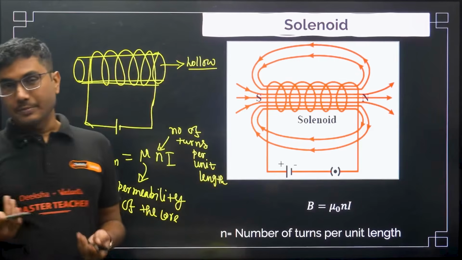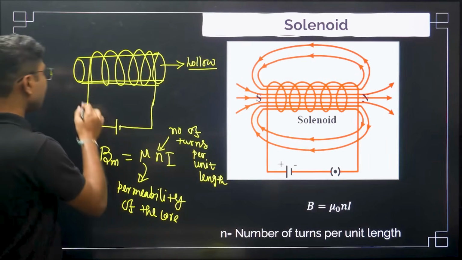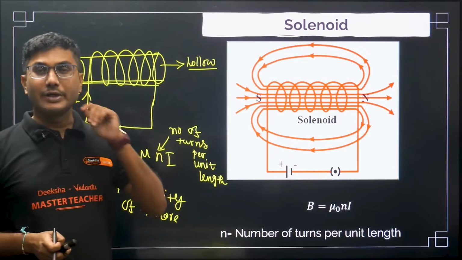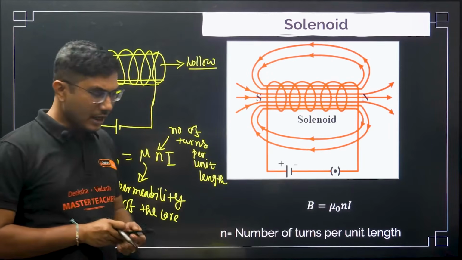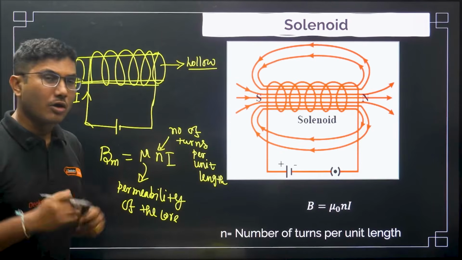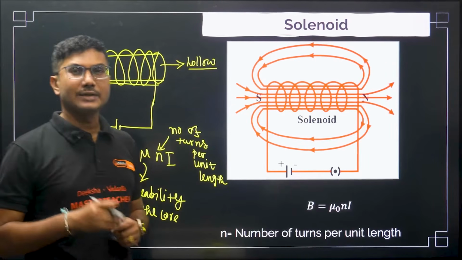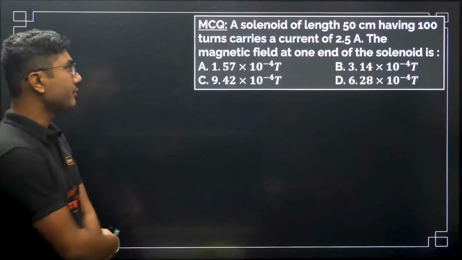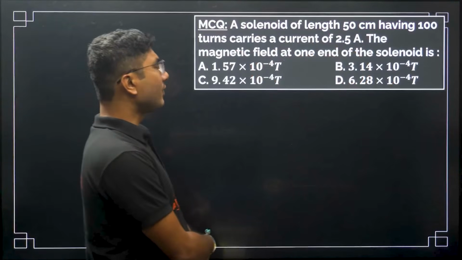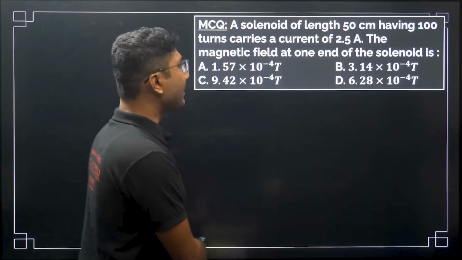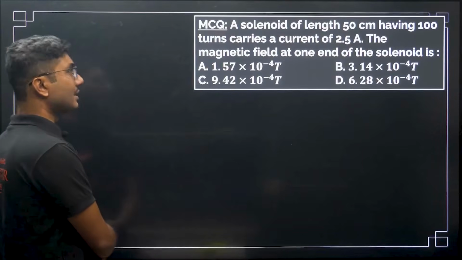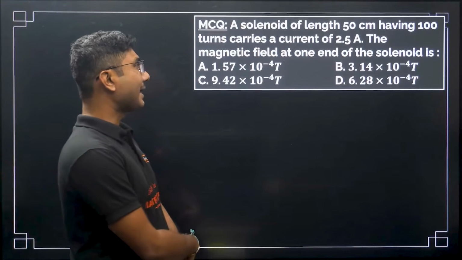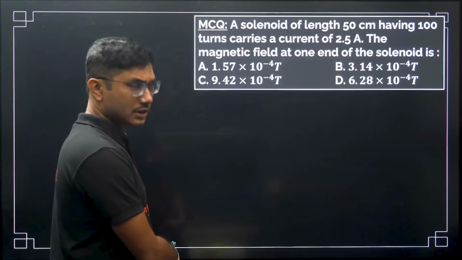I represents current that is passing through the circuit, right? So from this you can calculate the magnetic field due to a solenoid. Based on this formula, a lot of questions have come in the past and it will come in the future as well. So let's see one of such questions. A solenoid of length 50 centimeter having 100 turns carries a current 2.5 ampere. The magnetic field at one end of the solenoid is.